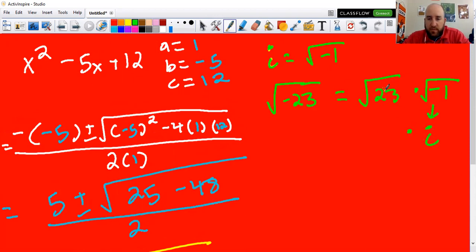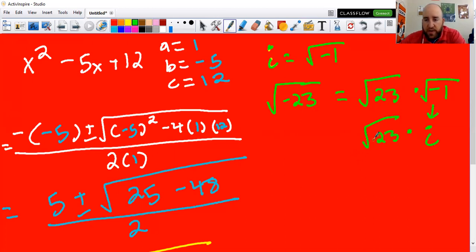And again, I got to deal with my positive square root now separately. If it's a perfect square, tell me what the perfect square is. If I can do a factor tree, do a factor tree. But again, in this case, 23 is a prime number. I can't do a factor tree. So it just is going to stay the square root of 23.